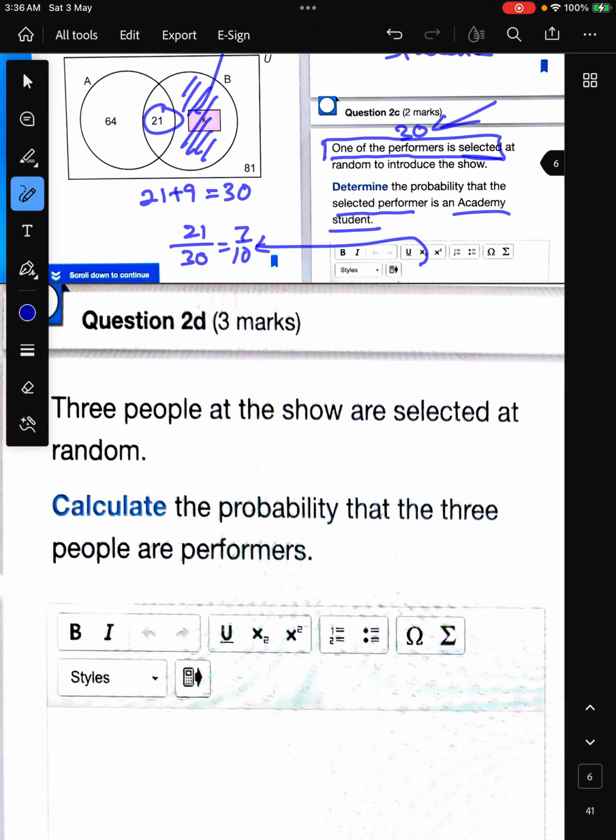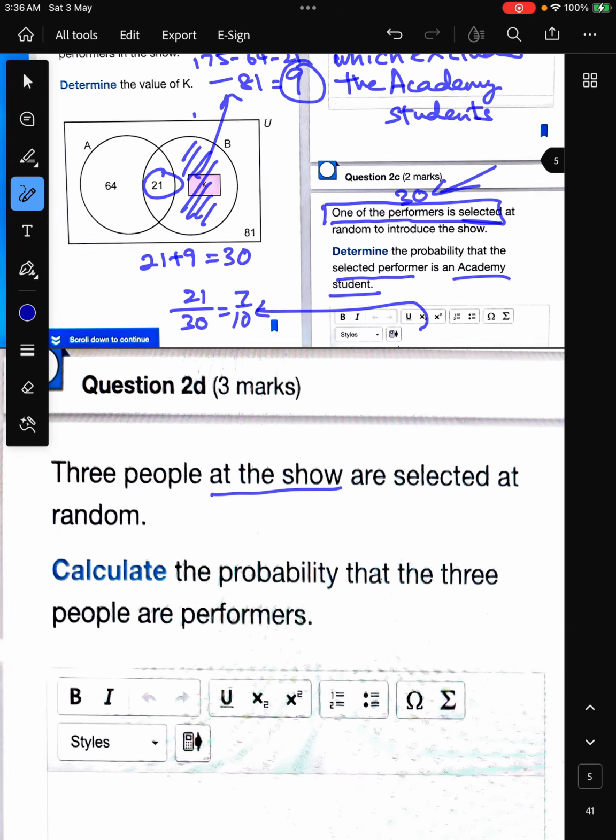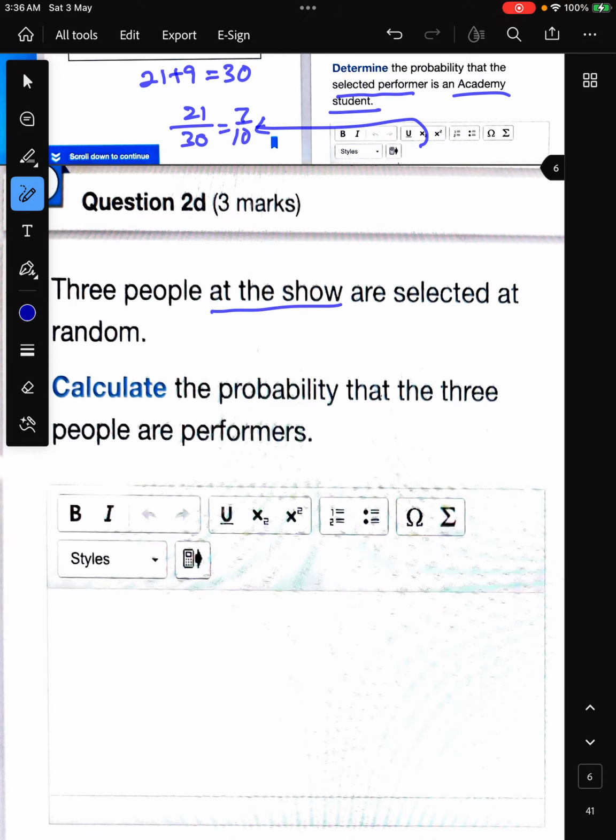That will be accepted by the examiners at the IB. Okay, so I'll just show you 2 ways. The most common way is when you choose the 3 people who are performers, and it now says that it will be at the show, so now we have to include all 175 people in this case. Now, the question did not really say whether this is with replacement or without replacement, so there could be one possible answer where you probably would do something like this.